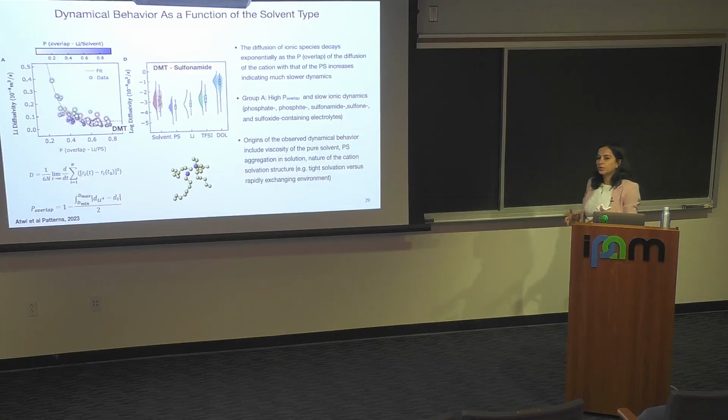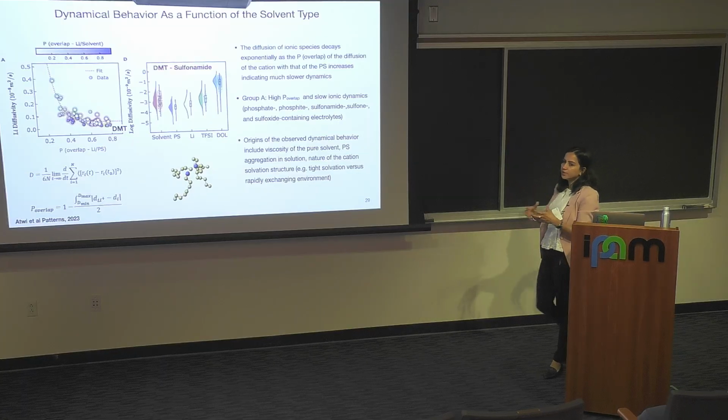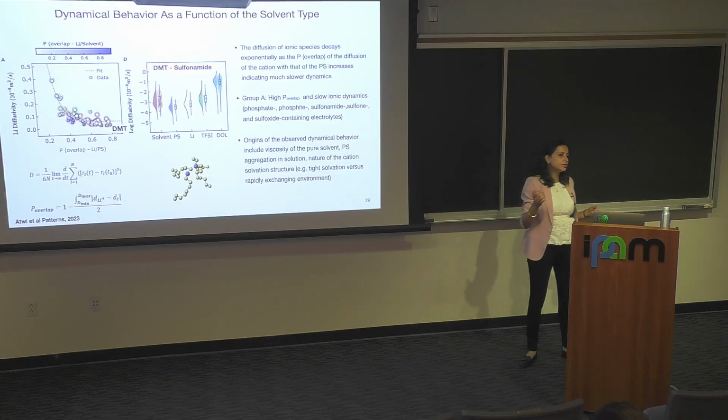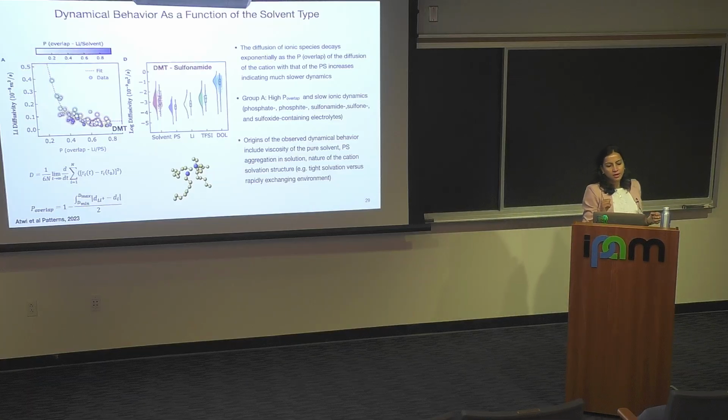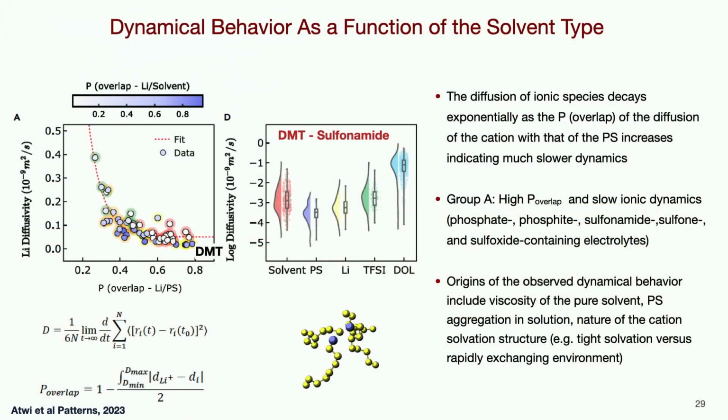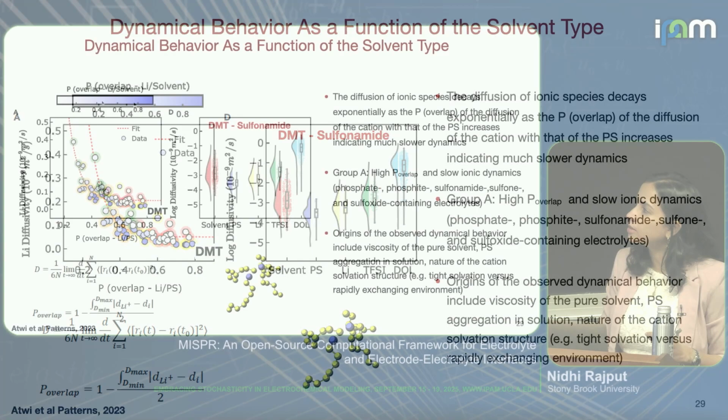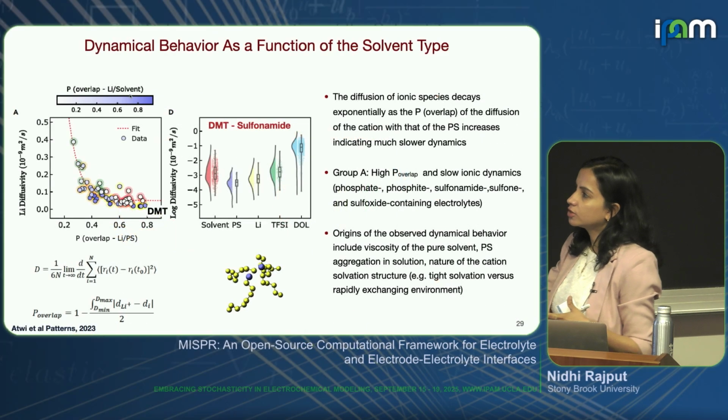And when we are forming these large clusters, of course, they are going to affect the transport properties. So because we were comparing several different chemical classes, we came up with a metric we call P overlap, which is the probability of distribution of diffusion coefficient between different species. Here the x-axis is the overlap of distribution of diffusion coefficient between lithium and polysulfides, and the color code is for lithium and solvent.